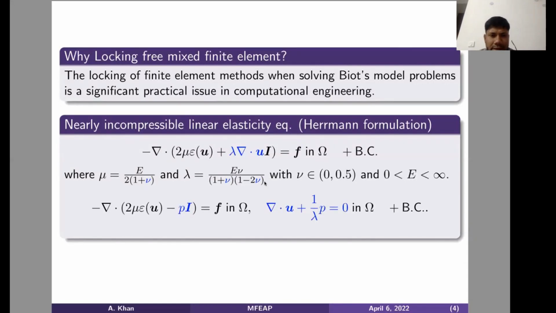To resolve this, Herrmann introduced a formulation, which is called the Herrmann formulation. He introduced a pressure term instead of the divergence term, and then another equation which represents the relation between the divergence and this pressure term. He claimed that it is robust with respect to nearly incompressible cases, and in the limit case nu equal to 0.5, this formulation converts to the Stokes case.